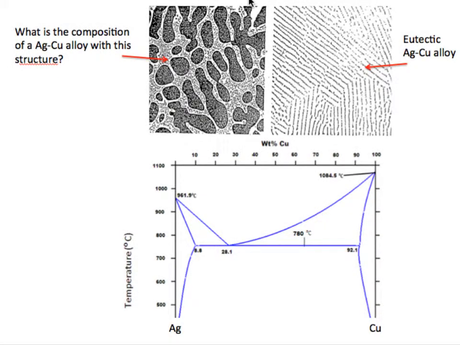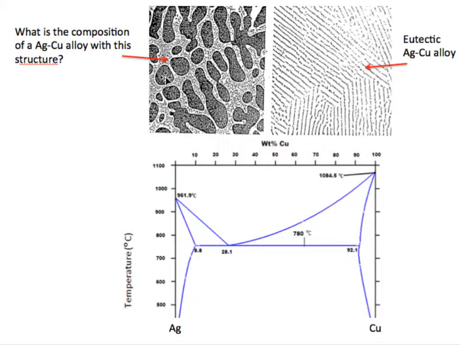We have a structure of a silver-copper alloy, which we see here, and we know that this is from the silver-copper system, so we have the silver-copper phase diagram down here, and we also have a picture of the eutectic structure in this system. That is a structure from exactly this point with the composition of 28.1 copper. So that's what we know, and what we want to figure out is the composition of this alloy.